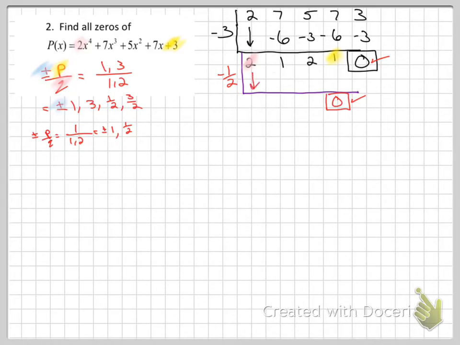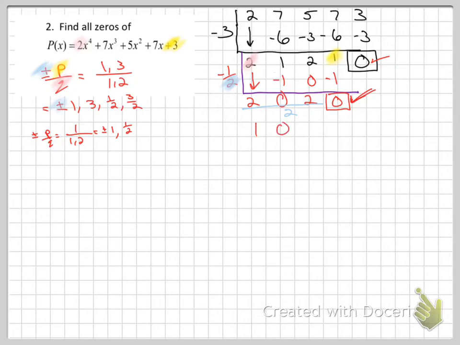So the 2 comes down. Negative half of 2 is negative 1. Add. Negative half of 0 is 0. Add. Negative half of 2 is negative 1. Add. I did get remainder 0. What's the extra step? When you do synthetic division with a fraction, you need to divide out that denominator. So I'm going to divide these answers by 2 before I ever put x back in my answer.